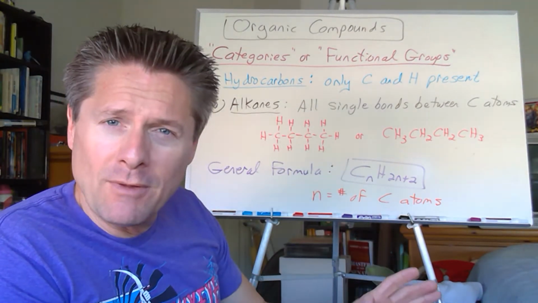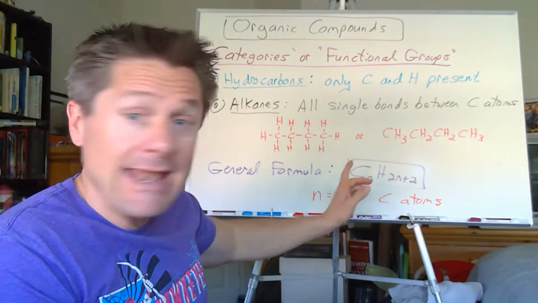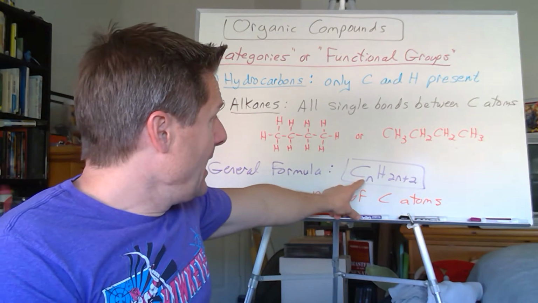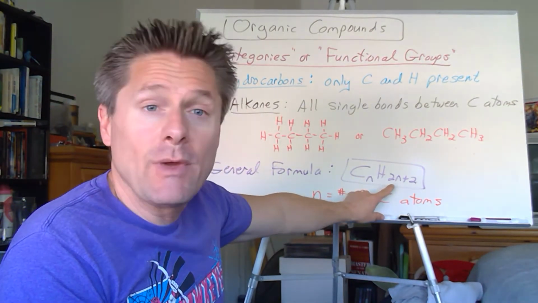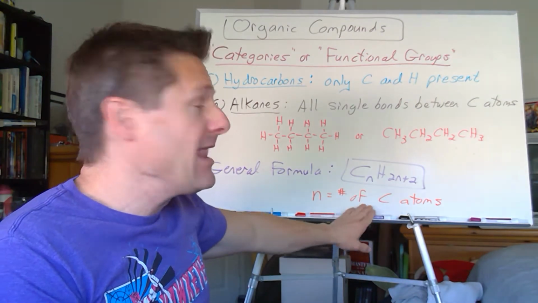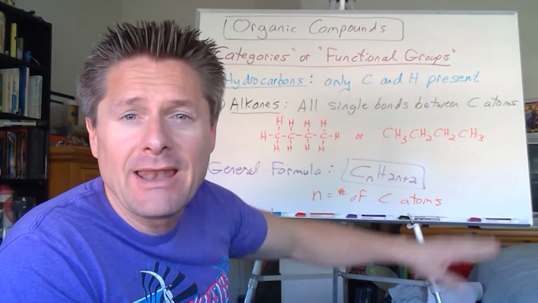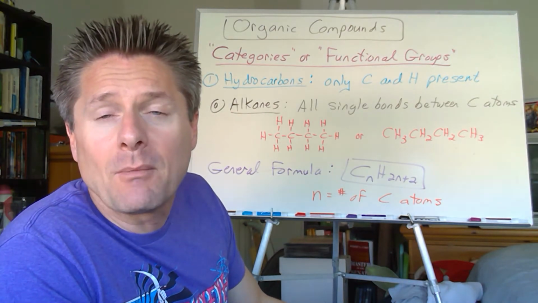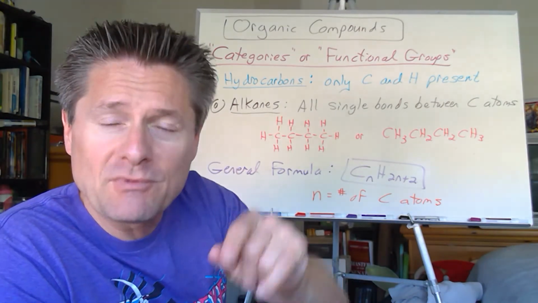So in general, if you've got only carbon and hydrogen for the hydrocarbon, in all single bonds, an alkane, the formula is going to be CnH2n+2. What does that mean? Well, n is the number of carbon atoms. So if you just take that times 2 and add 2, you're going to get the number of hydrogen atoms. It's pretty straightforward.